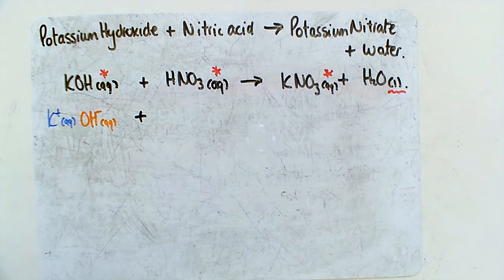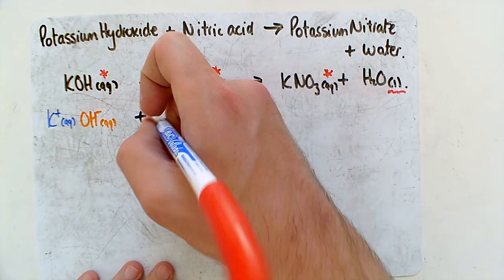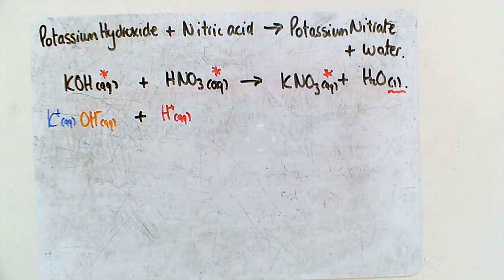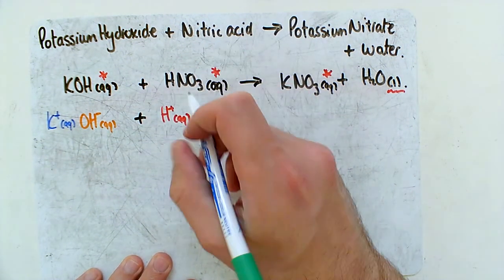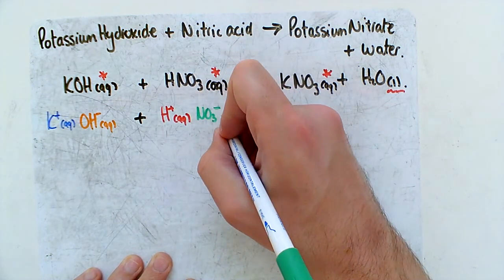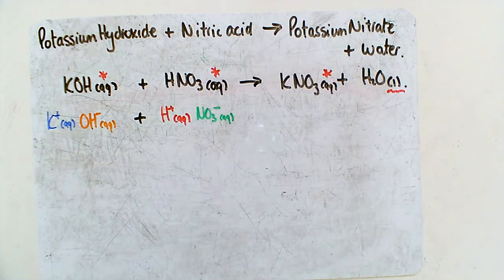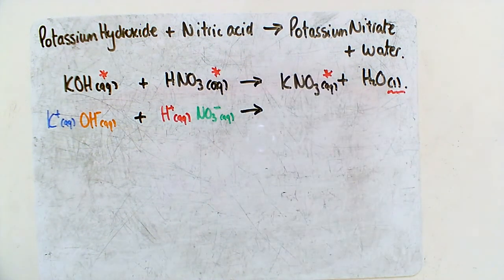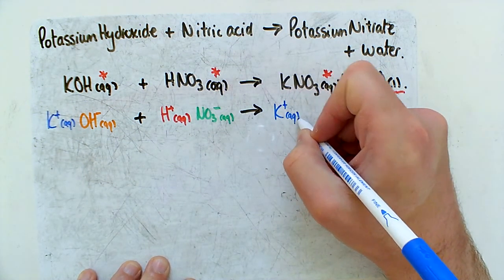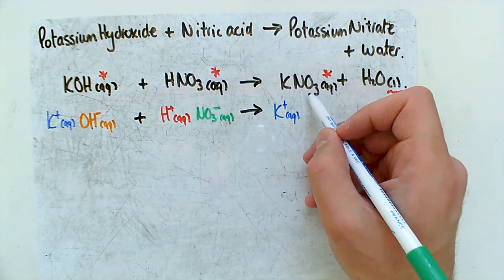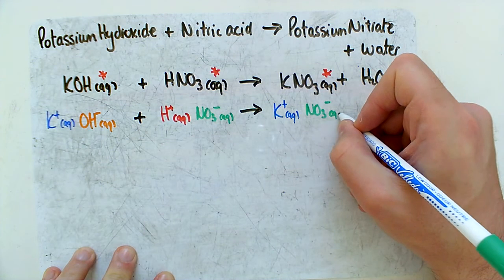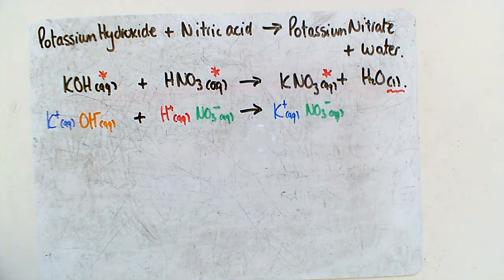Then we've got our acid here, and we have H+ (aq), and here NO3- aqueous. Now we've got potassium, so let's use the same colour as we have on the other side, and potassium nitrate, K+ and NO3- (aq). And then remember, water.